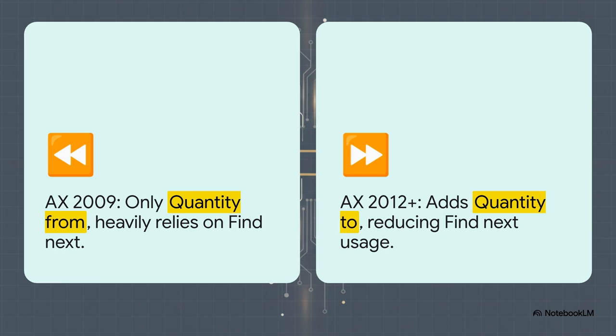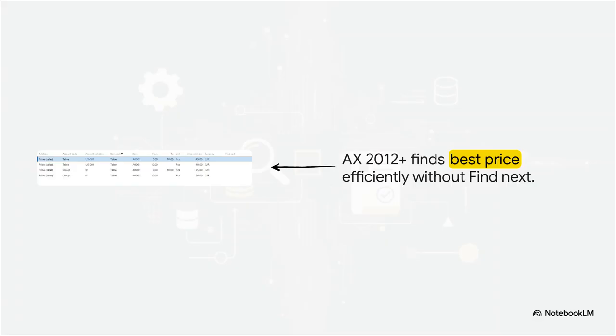But then AX 2012 introduced a brilliant fix, quantity from and quantity to ranges. By utilizing these explicit closed quantity intervals, like say 0 to 10 pieces, the engine basically skips evaluating invalid agreements just to find a volume break. The behavior becomes so much more logical, and it drastically increases your search efficiency.